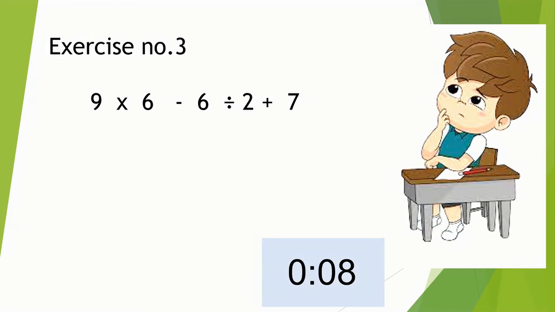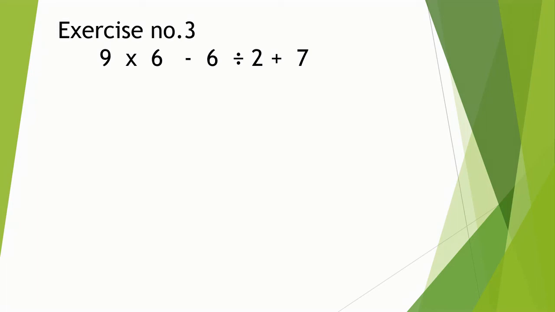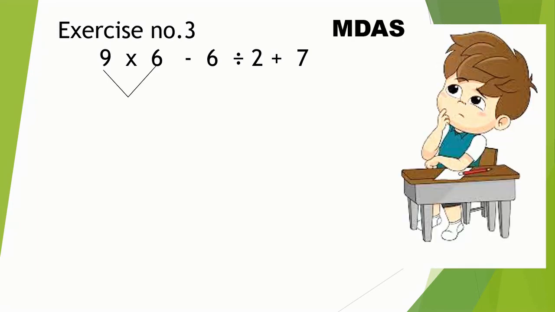Okay, stop. So your answer will be 58. Let's see. That is our equation from a while ago. Think again of our rules, our MDAS rule. 9 times 6 is equal to 54. Bring down the other numbers. What's next? We're going to divide. 6 divided by 2 is 3.